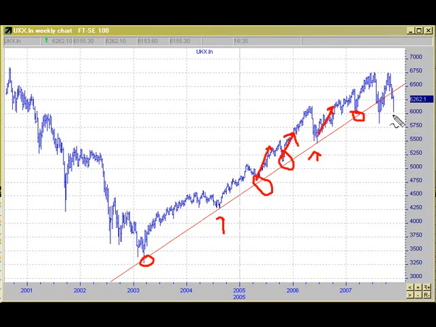Now you'll also see that around here the line has been broken, but it has proven to be resistance as well. The market here has been bouncing off the trend line. Okay, it's then gone through it. It's seen a failed retest of these prior lows. It's come back down again, gone through it again, and this is a useful tool.